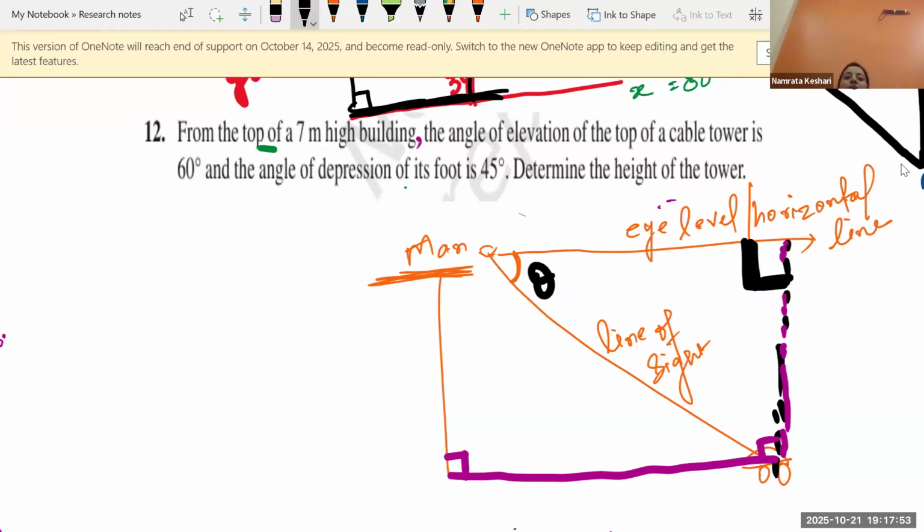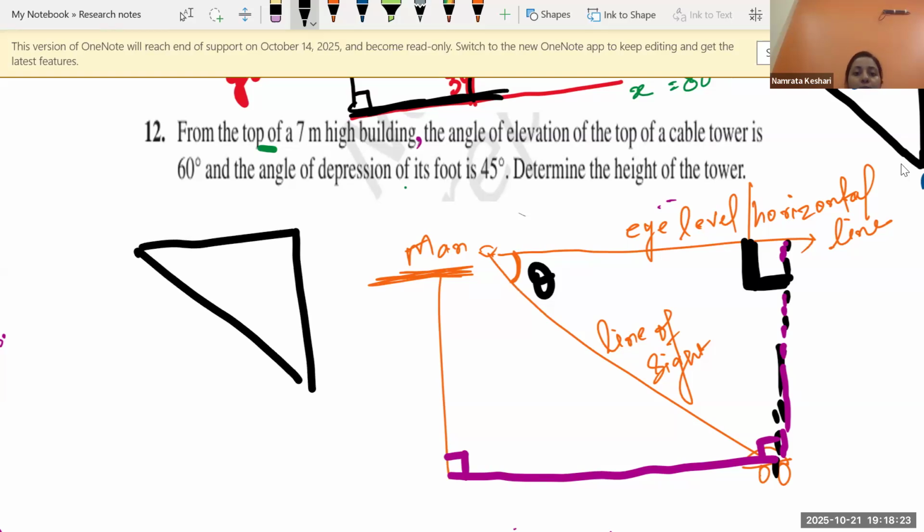Why? Because we are drawing a horizontal line parallel to the ground, and both lines are straight. The man is sitting on a building, that's straight. And we are drawing a vertical line, the dotted one, also straight with the ground. So it is completely a rectangle. Making sense? Yes. If it's a rectangle, then your triangle is this one, triangle ABC. This is your right angle triangle.